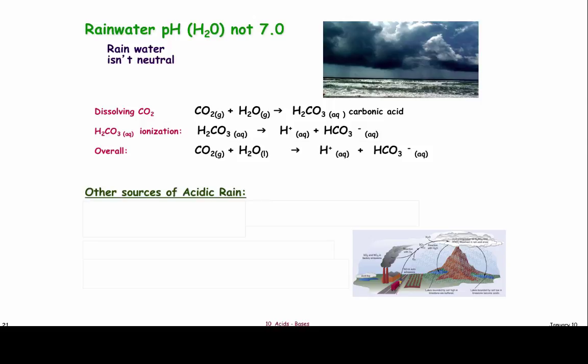And so the overall reaction is carbon dioxide plus water produces carbonic acid, and that is the acid in rainwater.